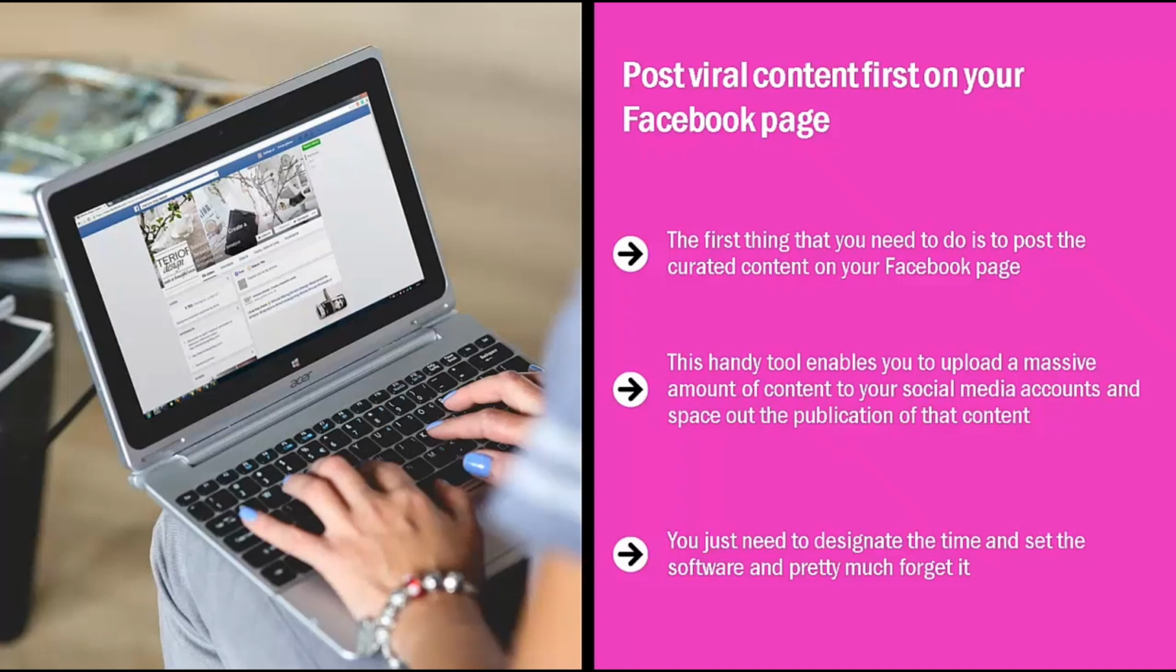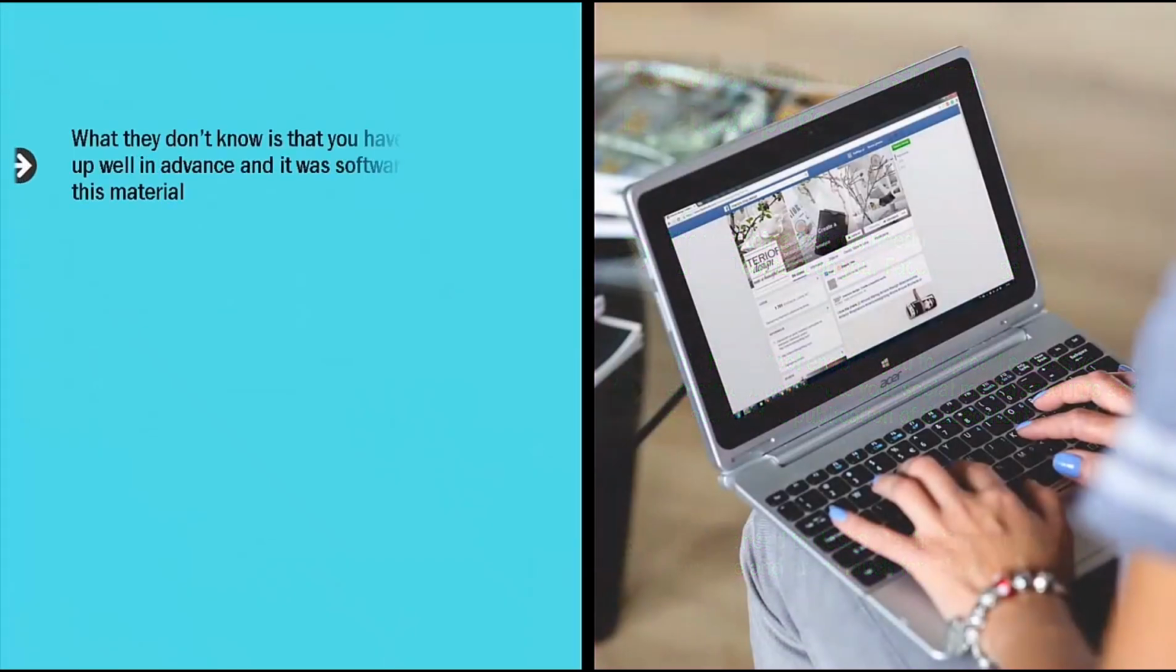When people visit your social media accounts, they get the impression that you're actively operating your account because you're publishing at a regular rate. What they don't know is that you have actually set this up well in advance and it was software that published this material. This is a great way of automating your operations, so you don't have to physically or manually do the work.